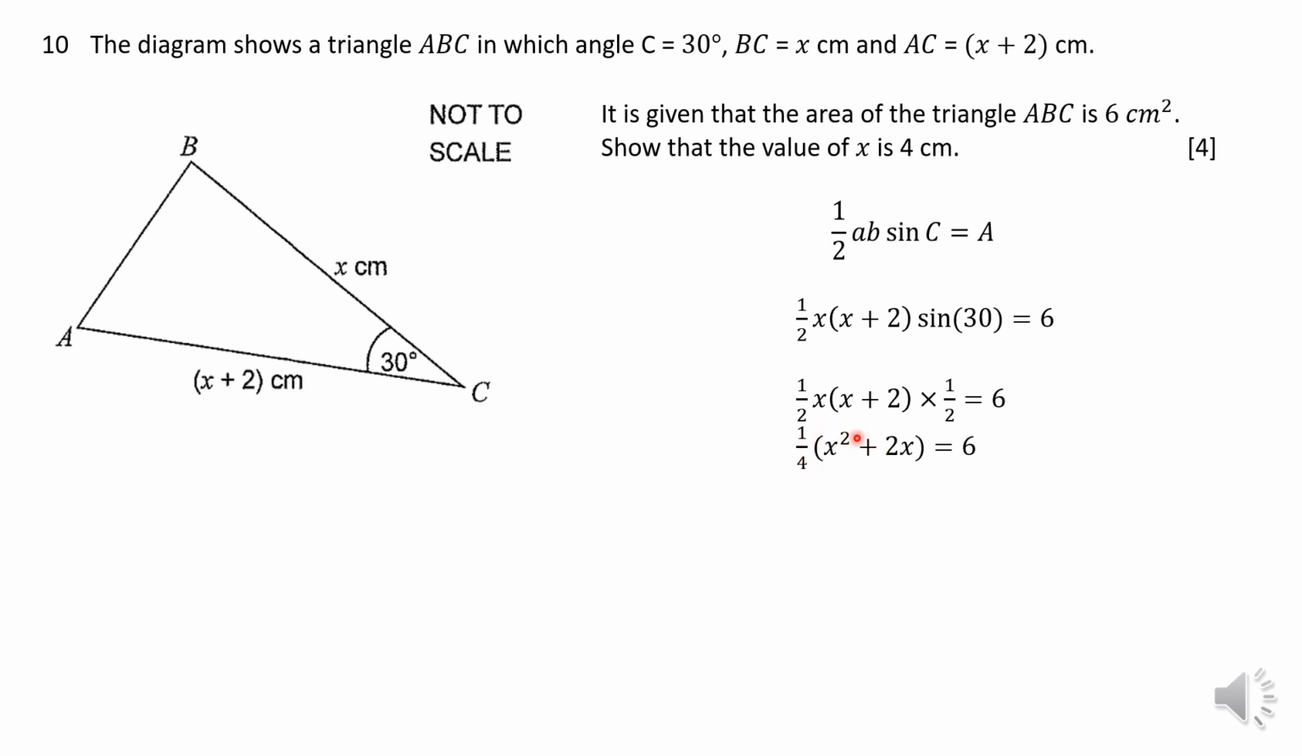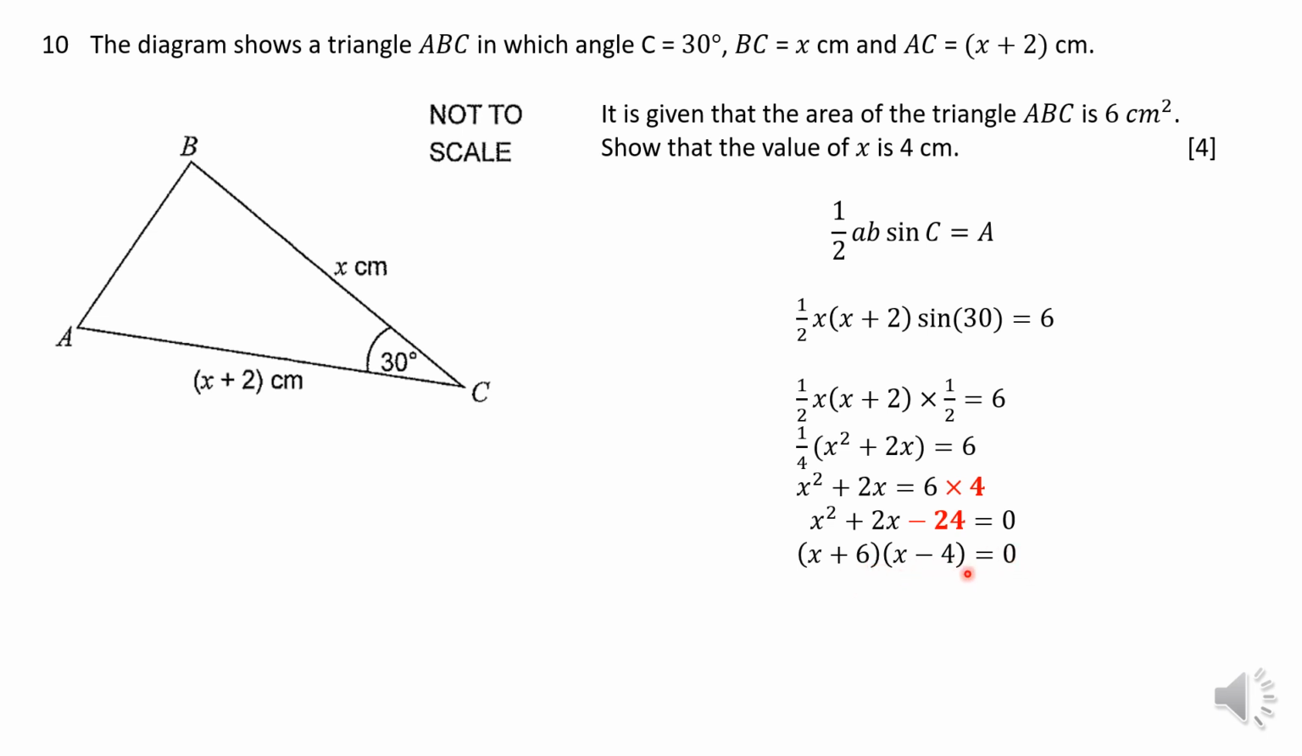The x squared plus 2x comes from this x times x, and that x times 2. And now I will get rid of this quarter. The opposite of 1 over 4 is 4. So I multiply here by 4, here by 4. That takes care of that. And when I do that, I get x squared plus 2x minus 24 equals 0. So this quadratic factorizes to x plus 6 times x minus 4.